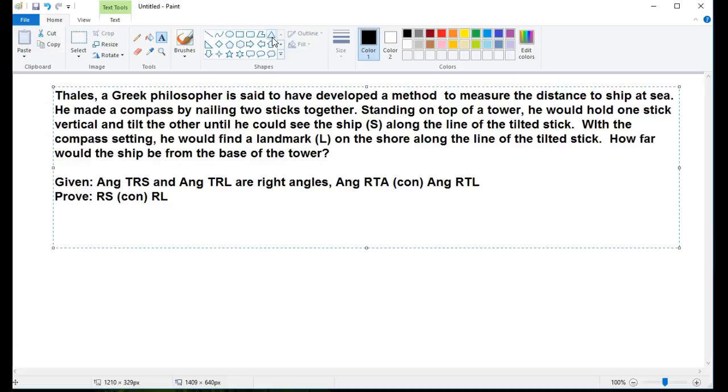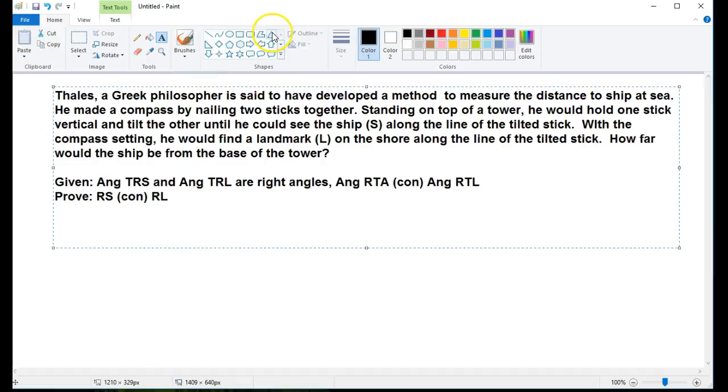So he would have one stick on the ground on the top of the tower, and the other end, where you had like the pencil part of the compass, sticking out until he could see the ship. With the compass setting, he would find a landmark on the shore along the line of the tilted stick. So he would turn it around and find a landmark that is at the same place of the compass setting. How far would the ship be from the base of the tower?